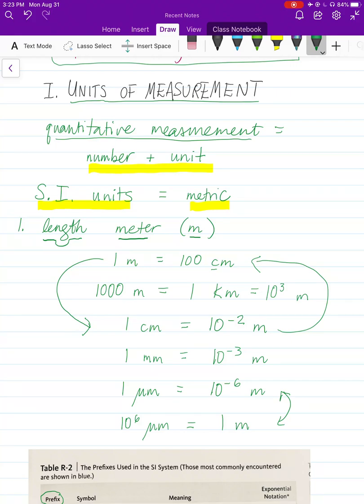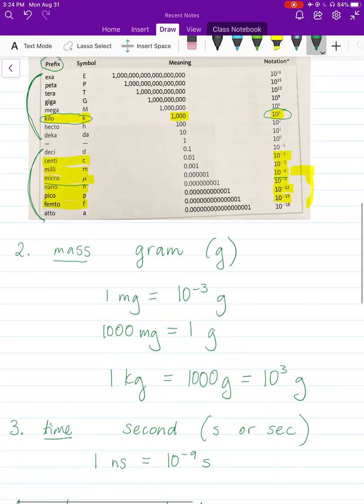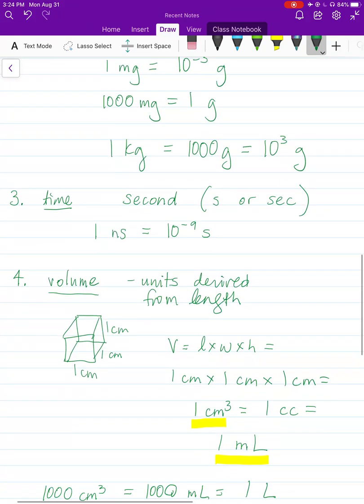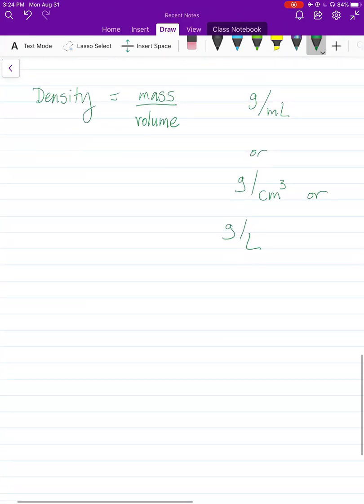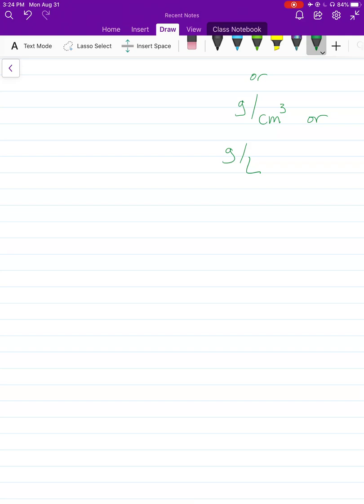Hello again. In our previous lecture, we were talking about units of measurement, and I introduced several different physical quantities that we measure in science: length, mass, time, and volume, and their associated SI units. Now, I want to introduce another physical quantity: temperature.